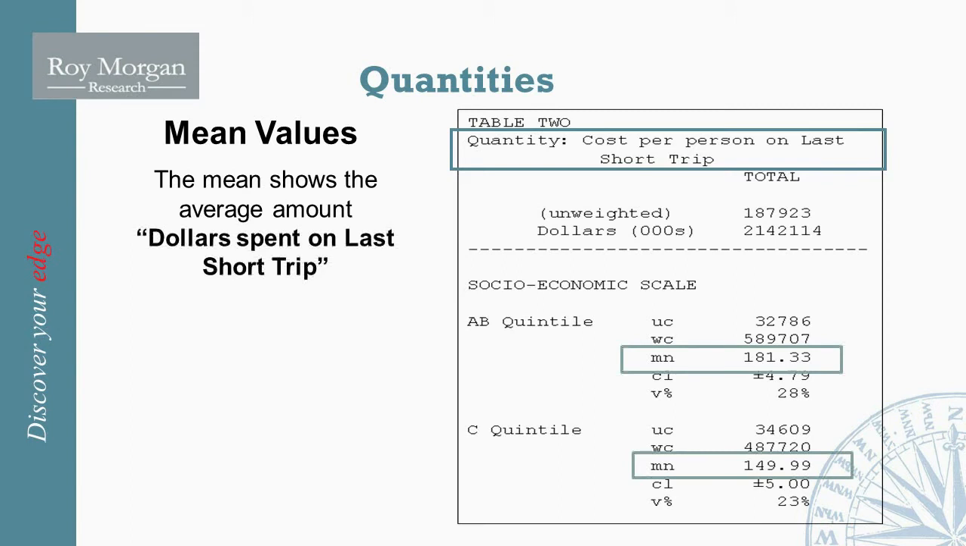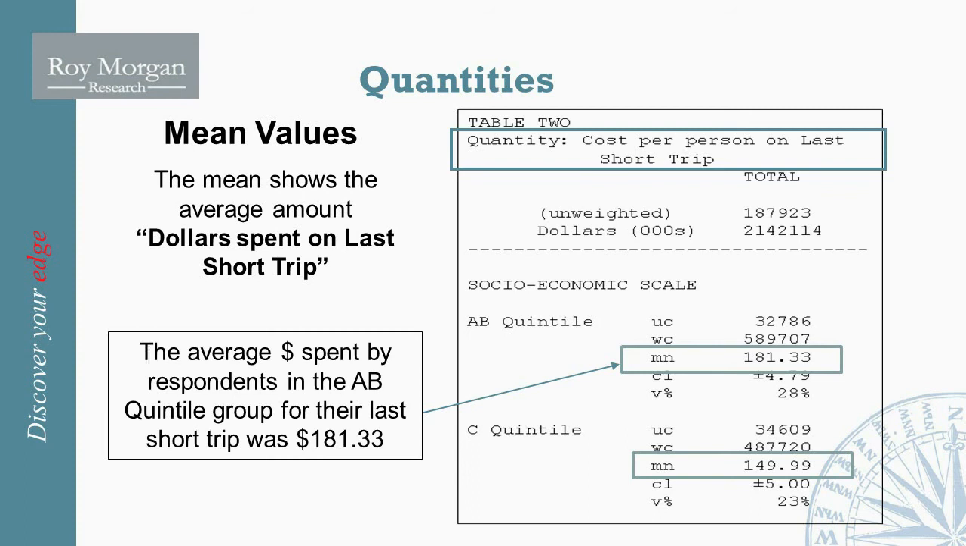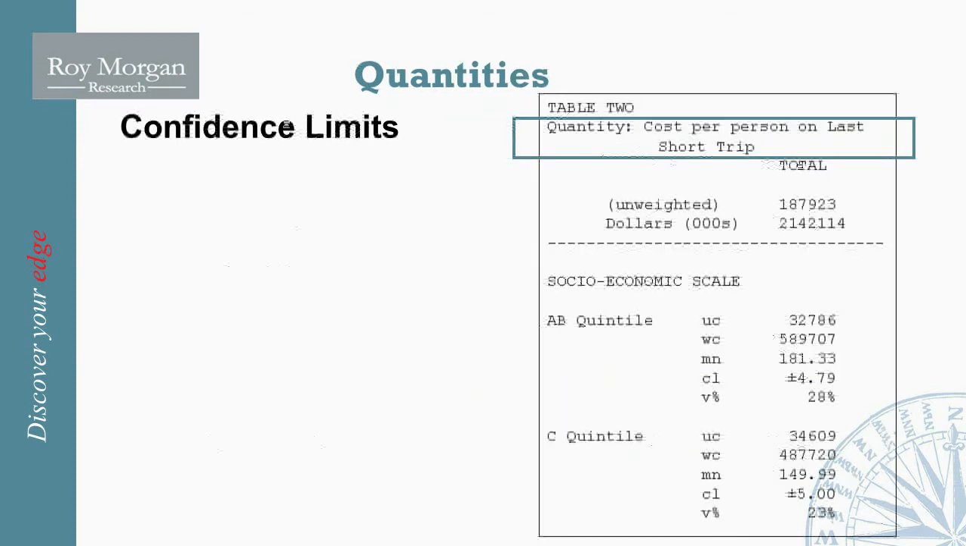Looking at the mean values now, the mean shows the average amount. For this example, dollars spent on last short trip. The average dollars spent per person in the AB quintile group for their last short trip was $181.33.